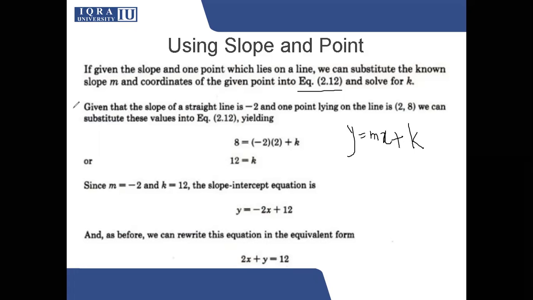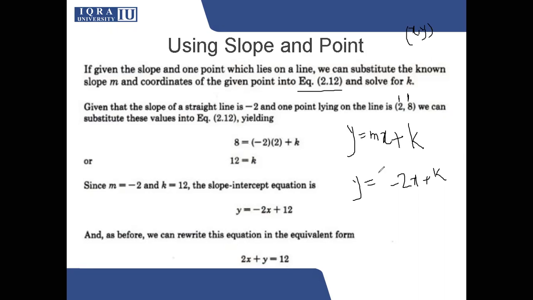So this is the question right here. Given that the slope of a straight line is -2 and one point lying on the line is (2, 8), the first step I need to do is substitute the slope over here: y equals -2x plus k. Now you remember (2, 8) is an ordered pair. It is always written in the form of (x, y), so this is the value of x and this is the value of y. Substitute this right over here.